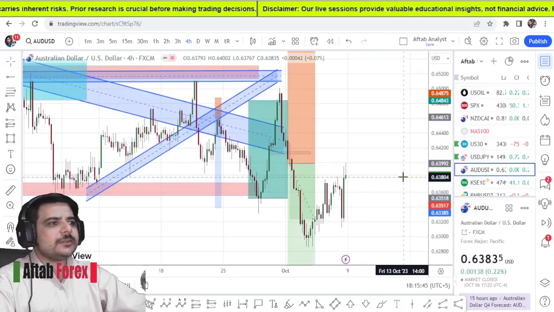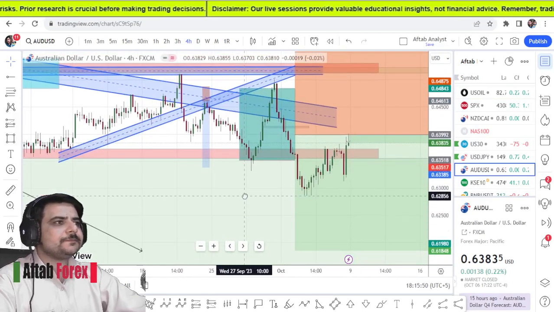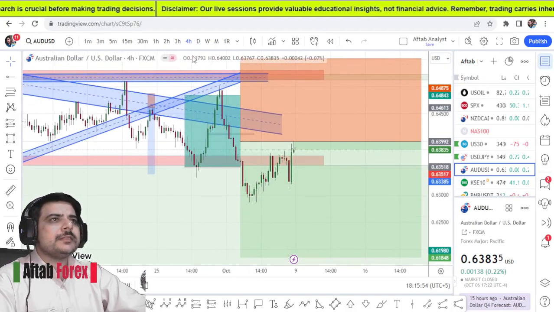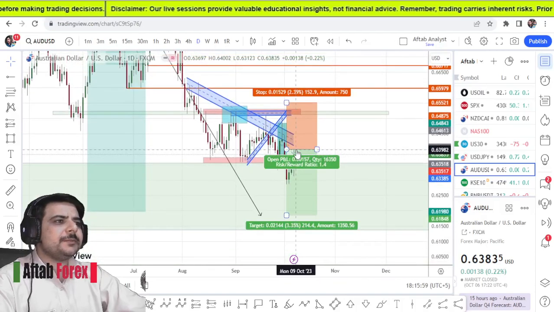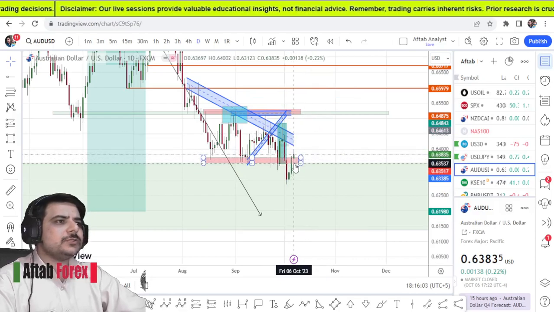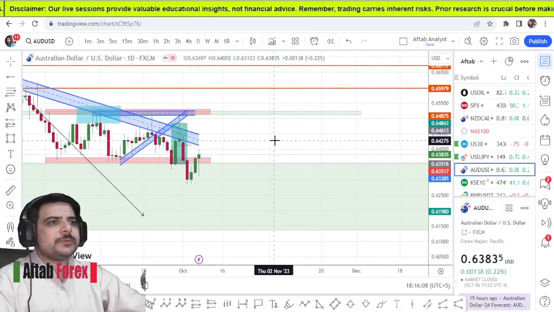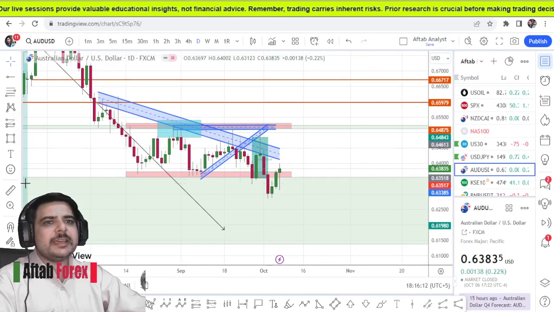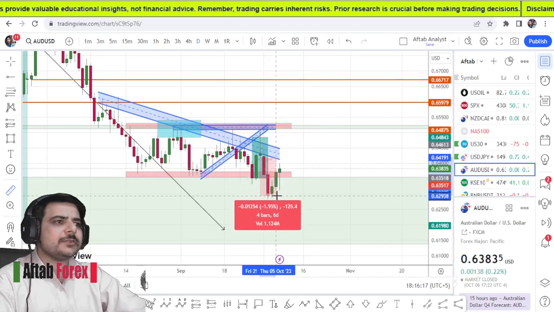Aussie US dollar, I gave a very fantastic trade opportunity. This is the daily. This is a pending limit which got hit. Let me delete it for now. 1 2 3 4 5. Just watch the previous video, and what I said is that it rejected from a key level and a very nice drop right here. Just have a look at it.